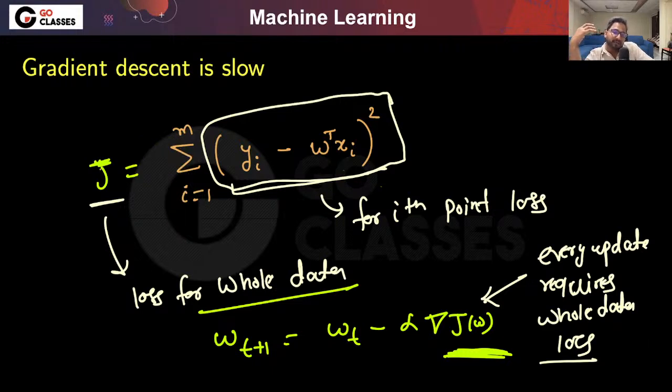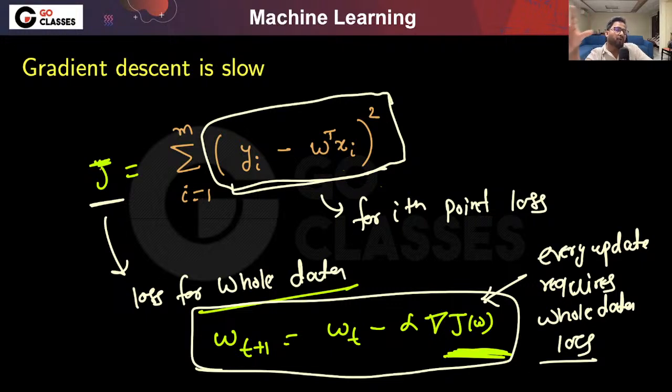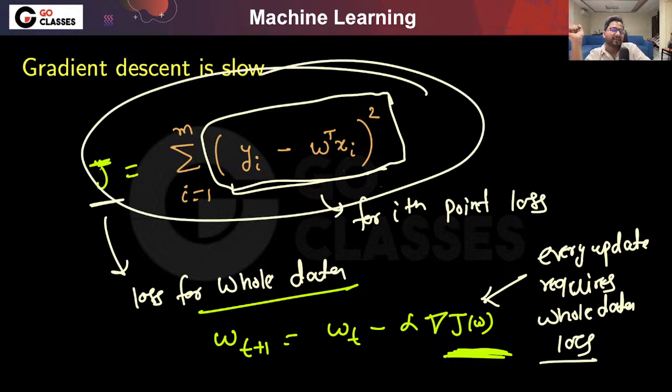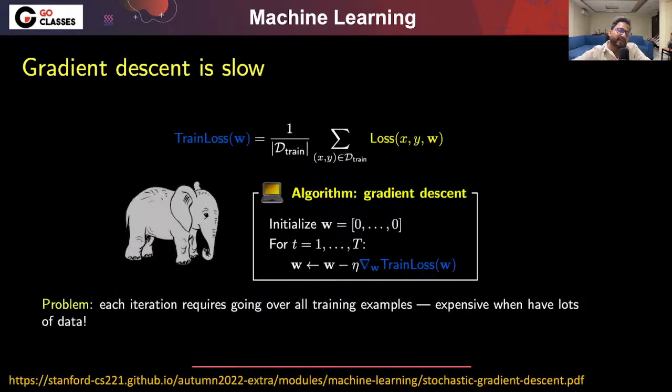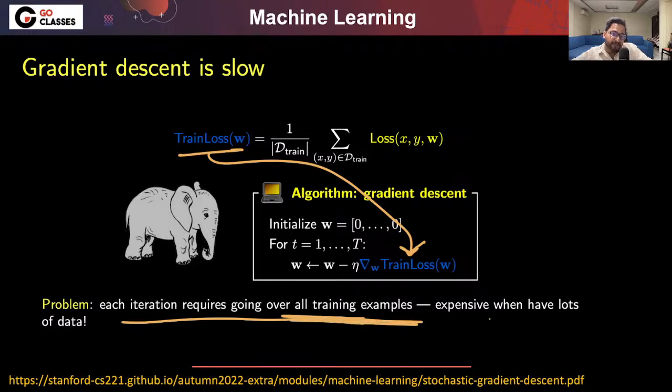So here, what I'm saying is that every update formula requires that whole training loss. This is a big drawback. You need to compute the loss for all the training examples, and then you need to compute the gradient for this. This is the bigger issue. So basically it's just like an elephant. Each iteration requires going over all the training examples, which is expensive when there is lots of data. This algorithm is very expensive.